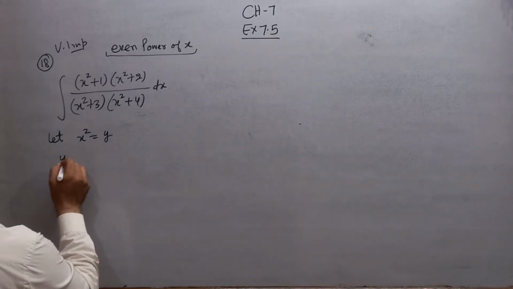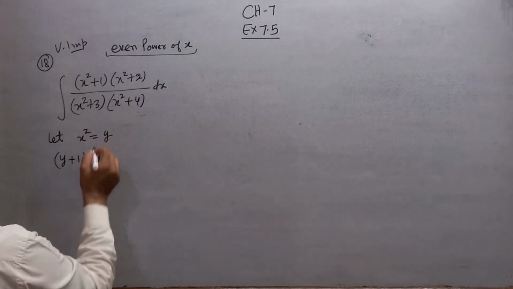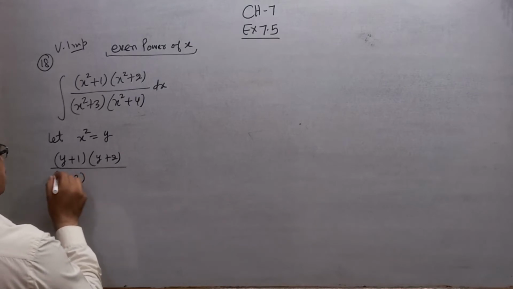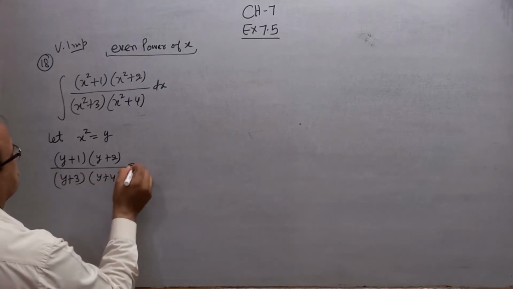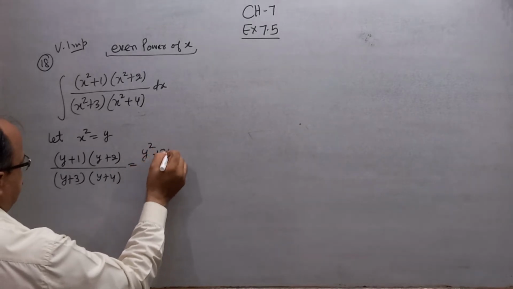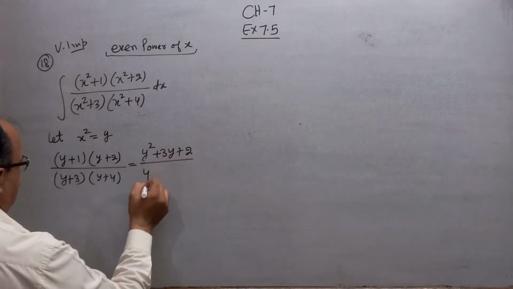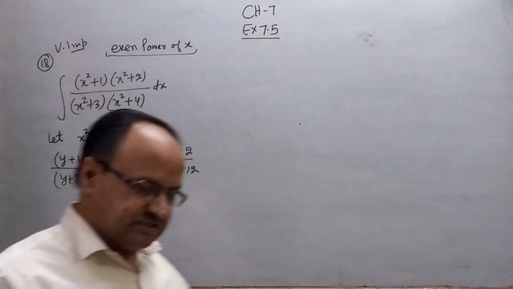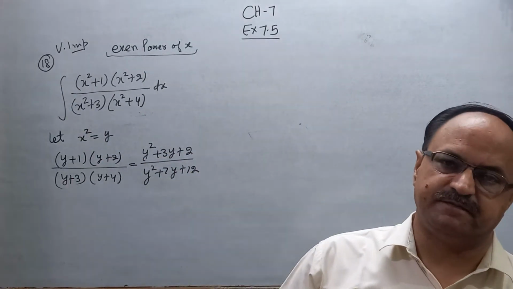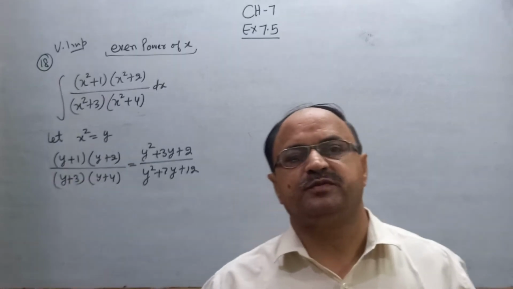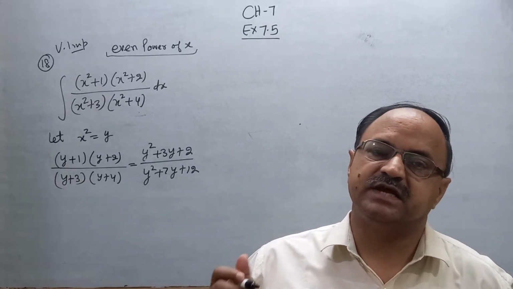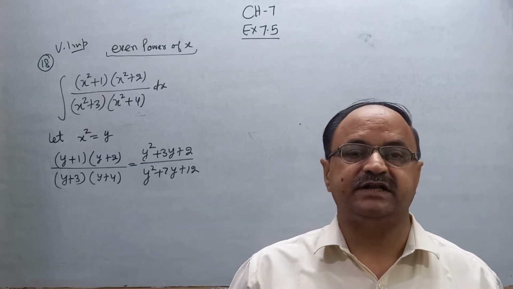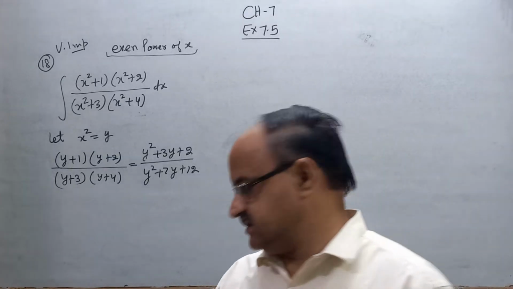Right? Therefore, y plus 1, y plus 2, upon y plus 3, y plus 4, which is y square plus 3y plus 2 upon y square plus 7y plus 12. Here the degree of the numerator is equal to the degree of the denominator. If the degree of numerator is greater than or equal to the degree of denominator, then we have to divide. Clear? That is an improper rational function. Now divide.